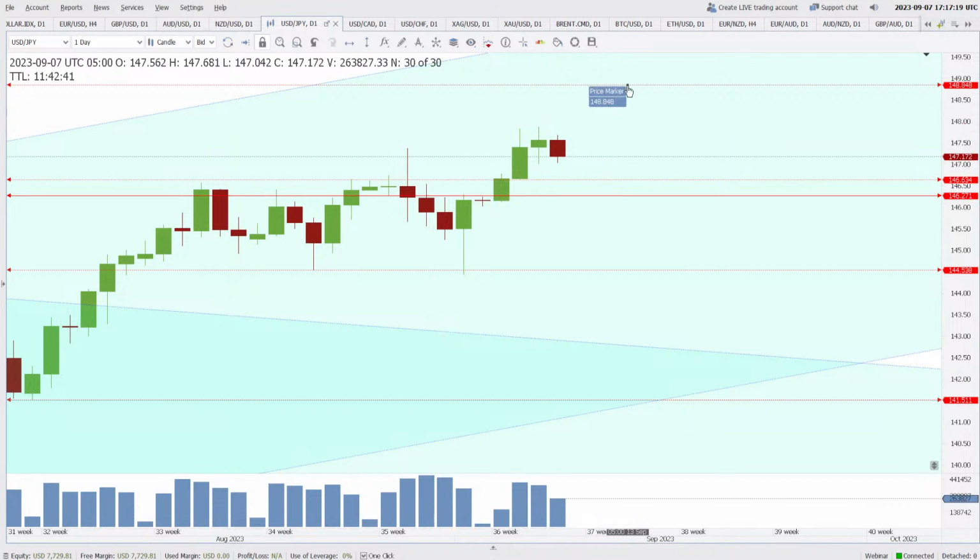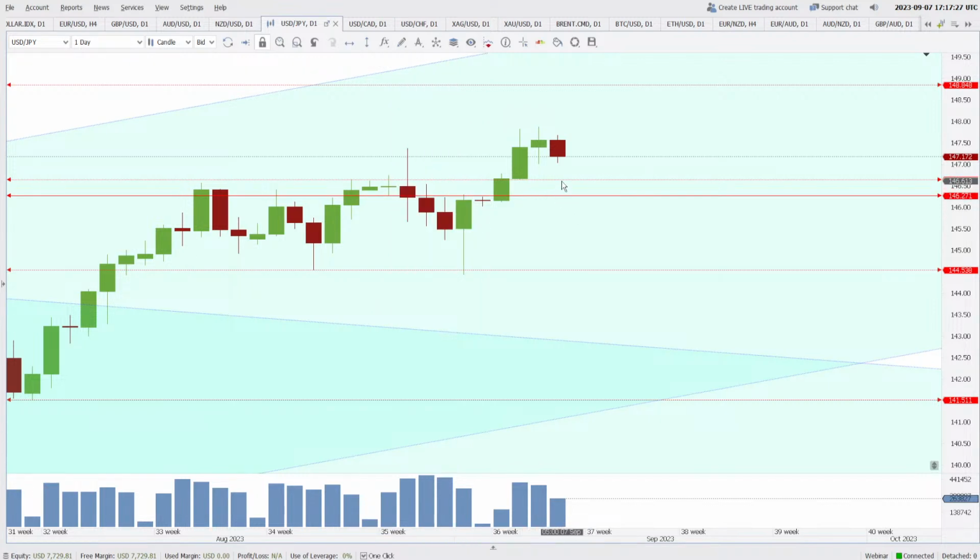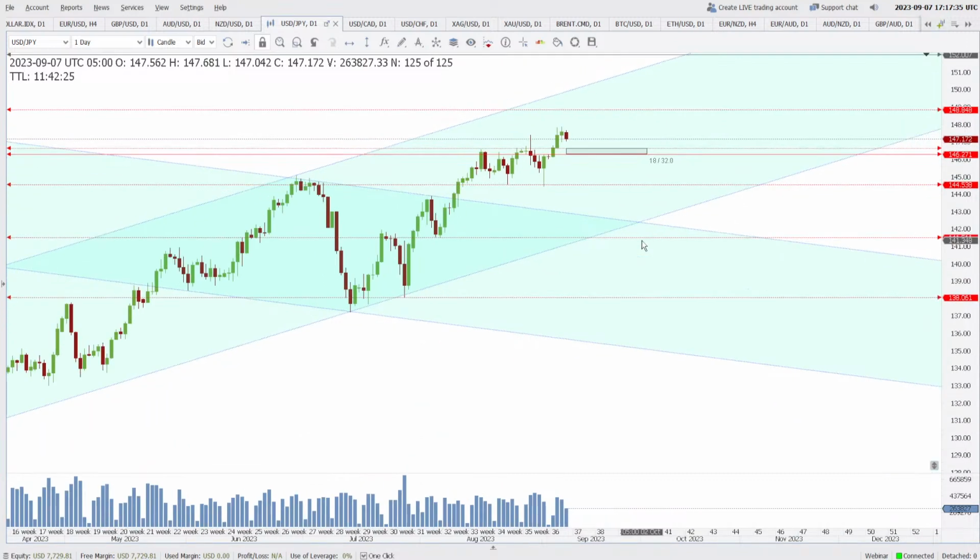148.84 is the ultimate level where I am expecting the price to go. On the downside, 146.63 to 146.27 area should be seen as an opportunity to go long in this market. Let's see how things unfold in this one, otherwise there is nothing much that we can talk about.